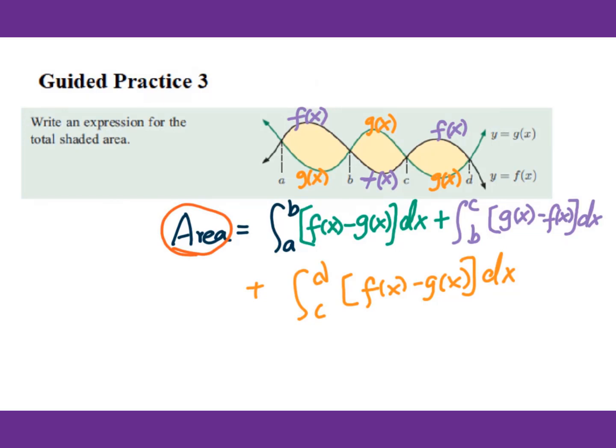So when you figure out the area bounded by two functions, you have to make sure the difference is positive. That's why I use f of x minus g of x for the interval from a to b. From b to c, we do g of x minus f of x. For the interval c to d, we do f of x minus g of x.